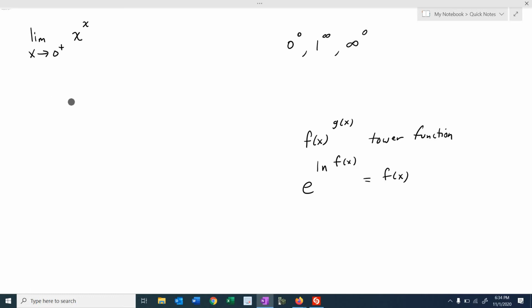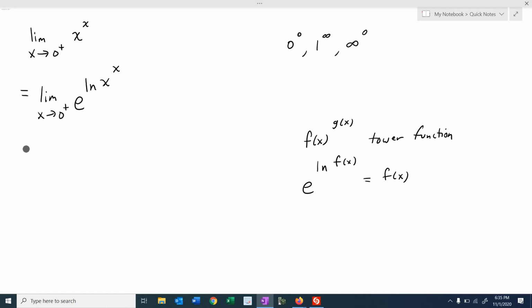So what we're going to do is write this x raised to the x power as e raised to the ln of x raised to the x power. Now remember, these cancel out, and so that's just the same as x raised to the x. It's just another way to write that. And we're actually going to find the limit of that function.